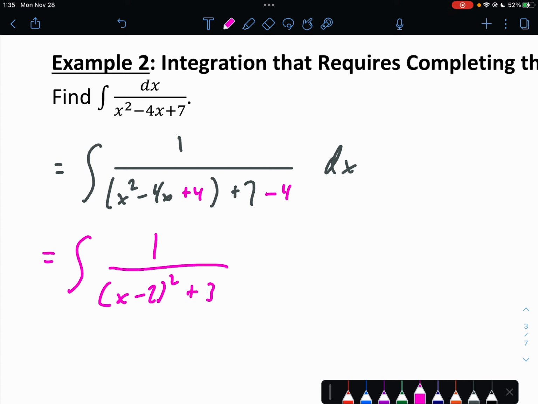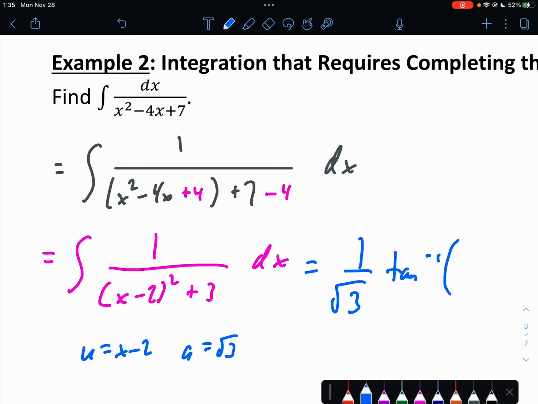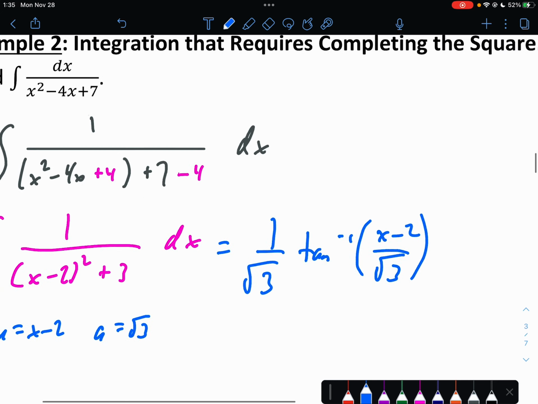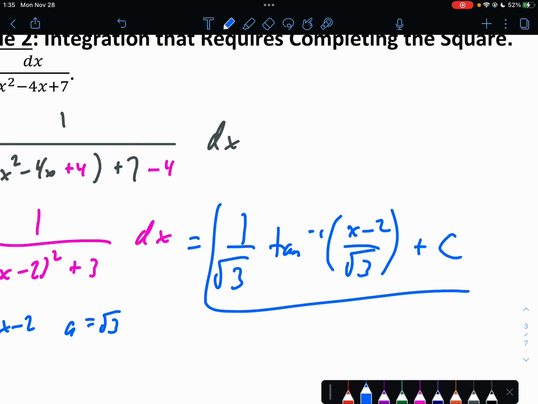Plus 3 dx. And again, now we could recognize this as another inverse tangent integral where u is x minus 2, our a is root 3. So our answer here would be 1 over root 3 tangent inverse of x minus 2 over root 3 plus c.